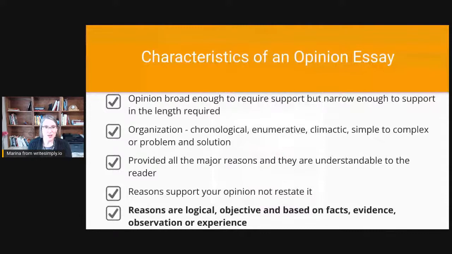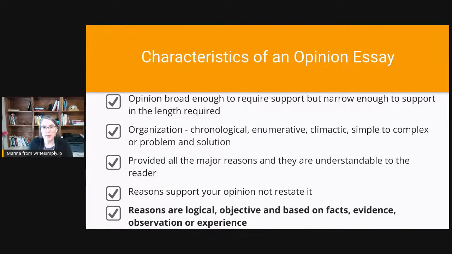Perfect. So over the last couple of weeks, we've been talking about the characteristics of an opinion essay. These are the five that we're going to get through over time. The opinion is broad enough to require support, but narrow enough to support in the lengths required. So we've seen some opinion essays that are quite long. They've also had an opinion that's broad enough that required all of that support. Organization, so that we are going to tackle next week. But we have also provided all the major reasons that are understandable to the reader. And as we've gone through the opinion essays today, the reasons that they have brought to the forefront are reasons that as a reader, we go, oh yeah, that makes sense. They weren't leaving things out.